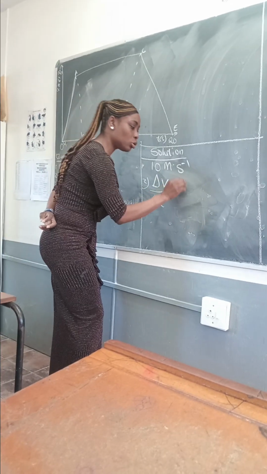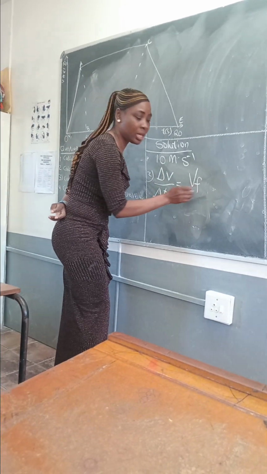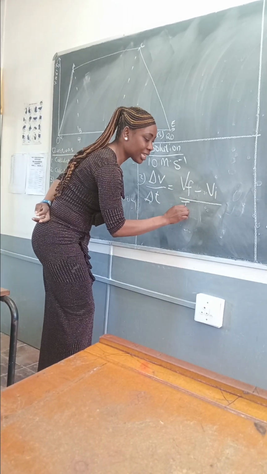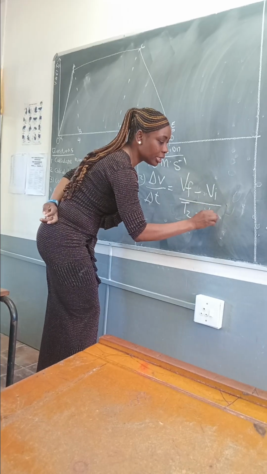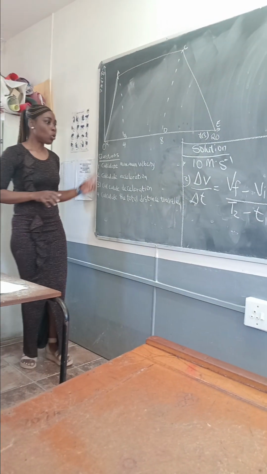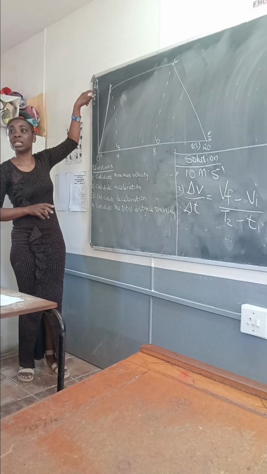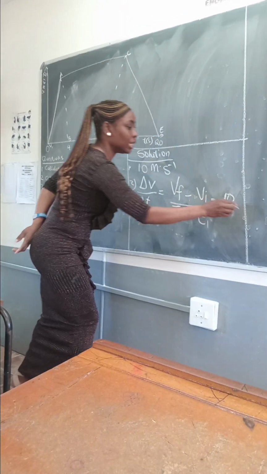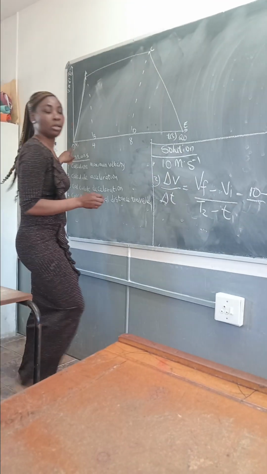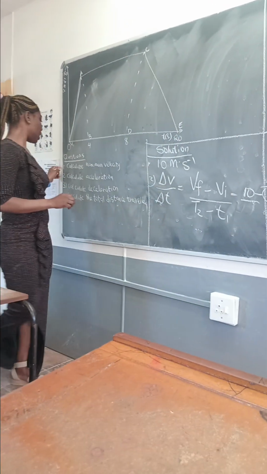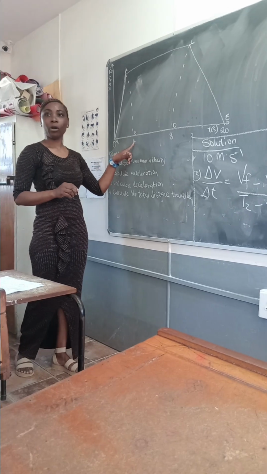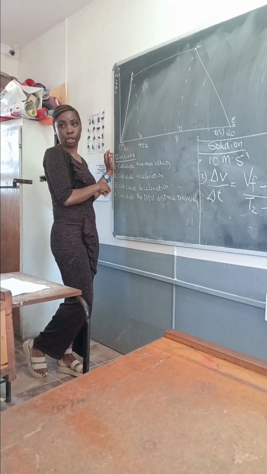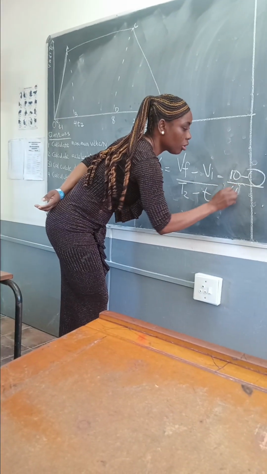So in other words, we're going to use our final velocity, VF, minus the initial velocity, divided by the final time, T2, minus the initial time, T1. What is our final velocity? Our final velocity is V2, which is 10. Minus the initial velocity, which is 0, divided by the total time. We have 4 for T2, and we can call this part T2 and this part T1. So we're going to say 4 minus 0.